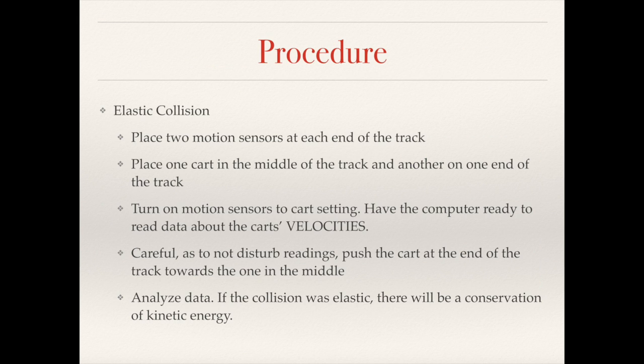Now, for the procedure of an elastic collision, you will place two motion detectors at the end of the track, one on each side. You will place one cart in the middle of the track and another cart at one end of the track. Turn on the motion sensors to the cart setting. You will have the computer ready to read data about the carts' velocities. It will show up on a velocity versus time graph.